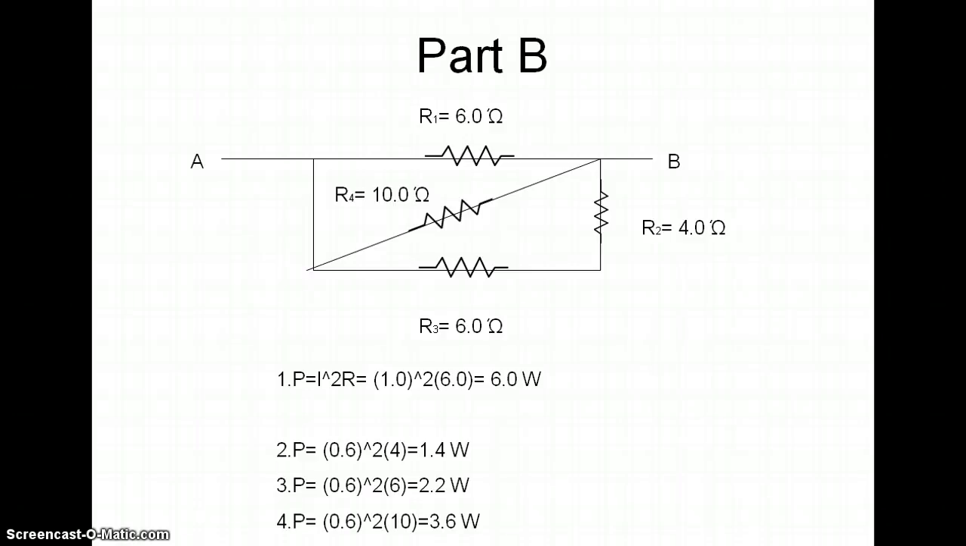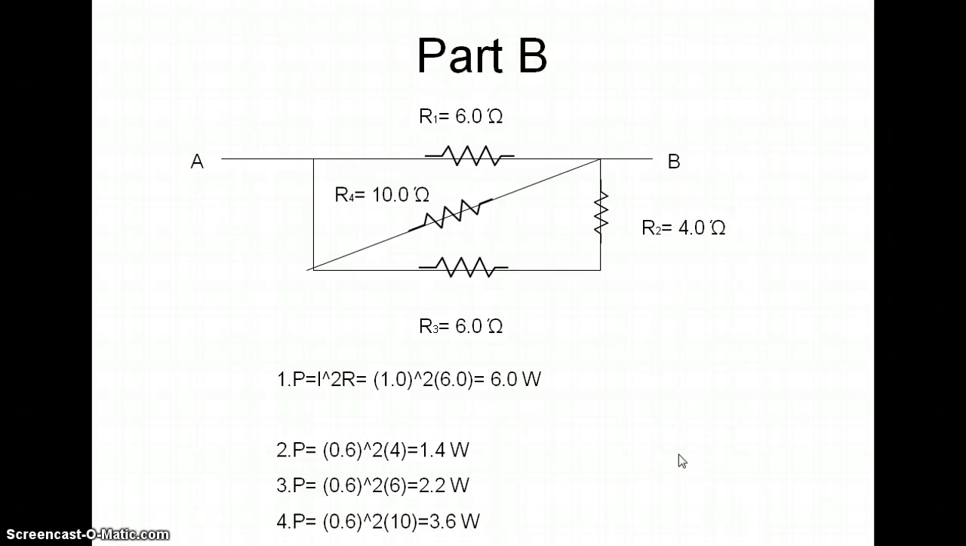For part B, we are supposed to find the power, and the power equation is the current squared times the resistance. And for this, we just plug in the numbers from part A for the current. So you get 1 squared times 6, which becomes 6 watts. And then for 2, 0.6 squared times 4, which equals 1.4 watts. Part 3, 0.6 squared times 6, which equals 2.2 watts. And finally, part 4, where 0.6 squared times 10 equals 3.6 watts.